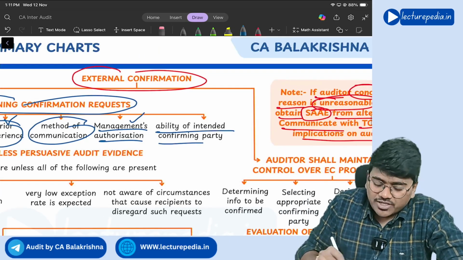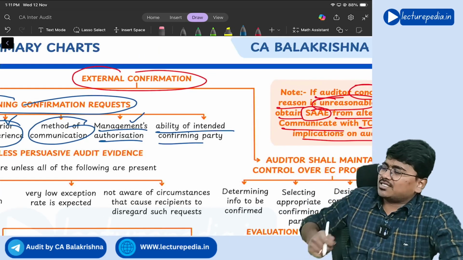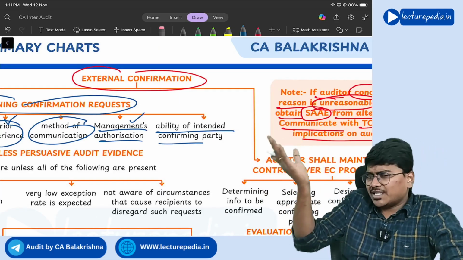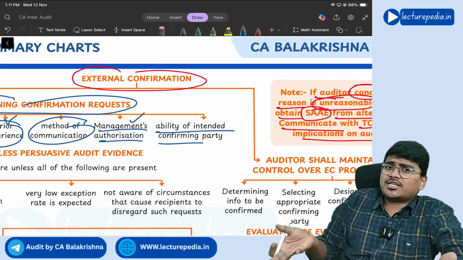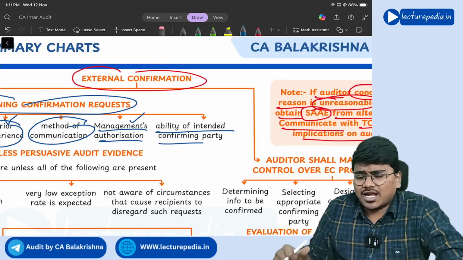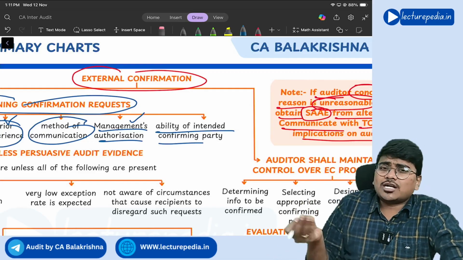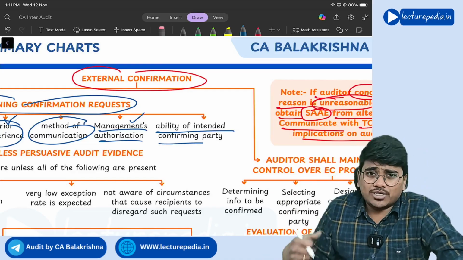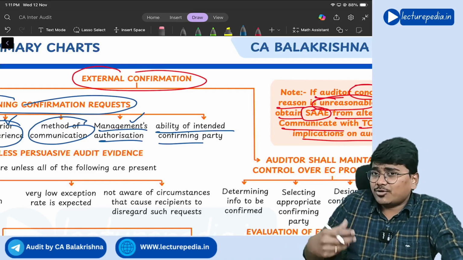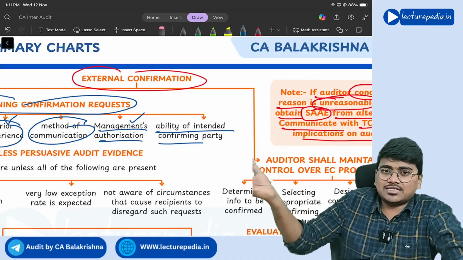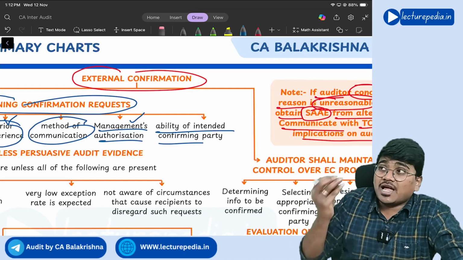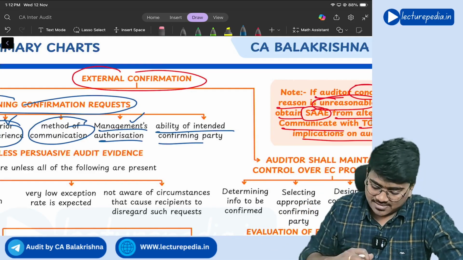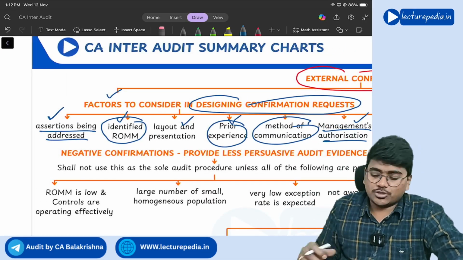Next, the ability of the intended confirming party. So you are sending the external confirmation request to the accountant, let's say. Now the accountant of that organization does not have the information that you are asking for, or is not permitted to disclose that information. Then what is the use of sending the request to the accountant? So you have to send the request to such a person in that organization who has the information and has the authority to share that information. Getting it? So that factor also you need to consider.